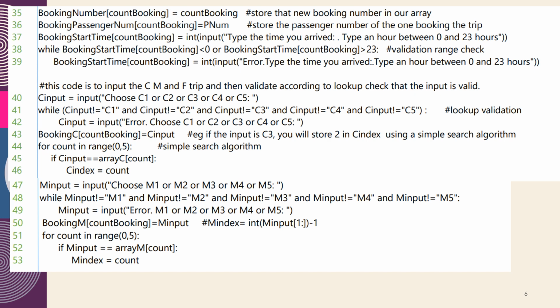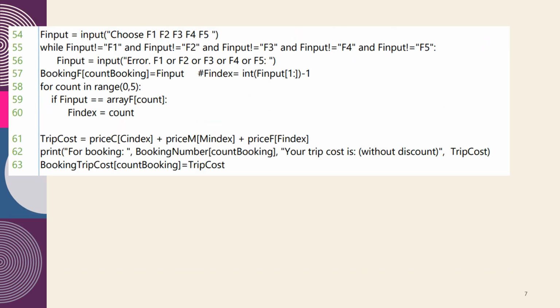So then we find out that C3 is located at index 2. Okay, we copy paste that same code that was in lines 40 to 46 into lines 47 to 53. We just change it from C to M. And of course, we take that same code again in lines 54 to 60, and we just change it. Instead of C or M, we make it F input so they can choose the final part of their trip.